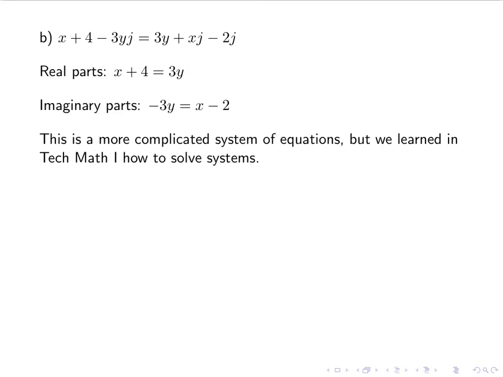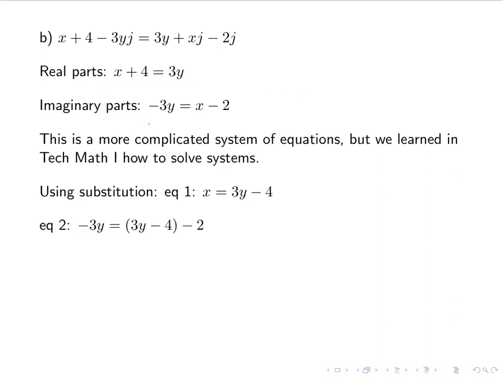So this is a little bit more complicated than the last one, but again, we did learn how to solve systems of equations back in Tech 1. So I'm going to use the substitution method. My first equation, I'm going to solve for x. So x equals 3y minus 4. Then I'm going to plug that into my second equation. So we have negative 3y equals x, which is 3y minus 4, minus the 2. I'm substituting in x equals 3y minus 4 into the second equation. And then we're going to clean that up. We're going to put all of our y's on one side, put our constants together, so that will give me negative 6y equals negative 6. So y is 1. Then I'm going to plug that into the equation that I used in step 1. So x equals 3 times 1 minus 4, which is negative 1.